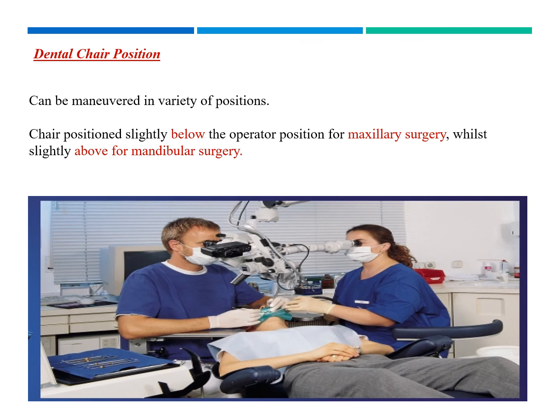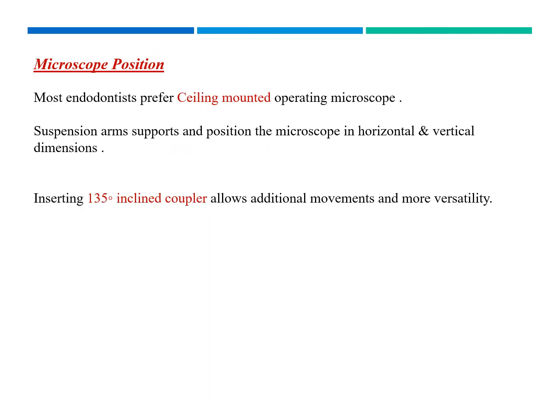The dental chair position: as you're all aware, the dental chair can be maneuvered in a variety of positions. The chair position should be slightly below the operator position for maxillary surgery, whereas in case of mandibular surgery it should be compared to the mandibular surgery. The microscope positioning: many endodontists prefer a ceiling mounted operating microscope. A suspension arm supports and positions the microscope in horizontal and vertical dimensions, and inserting a 135-degree inclinable coupler allows additional movements and more versatility.